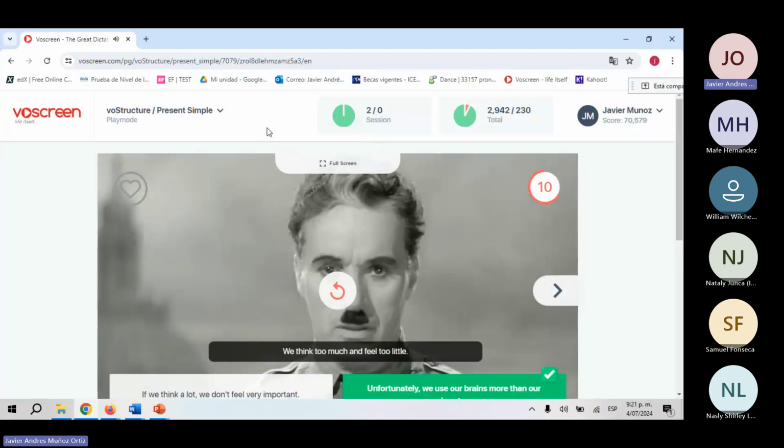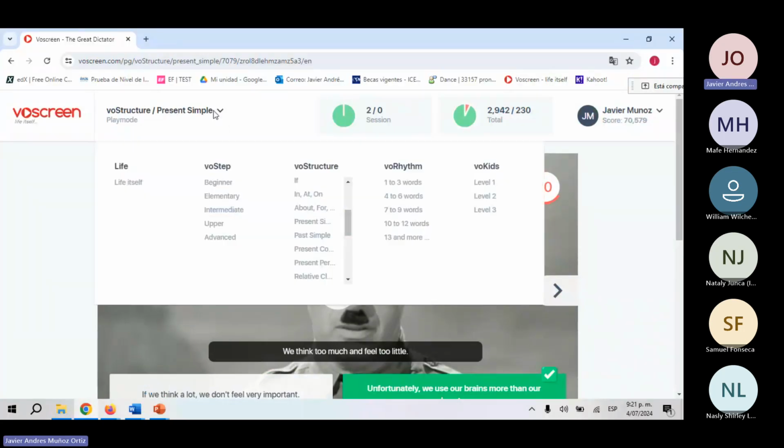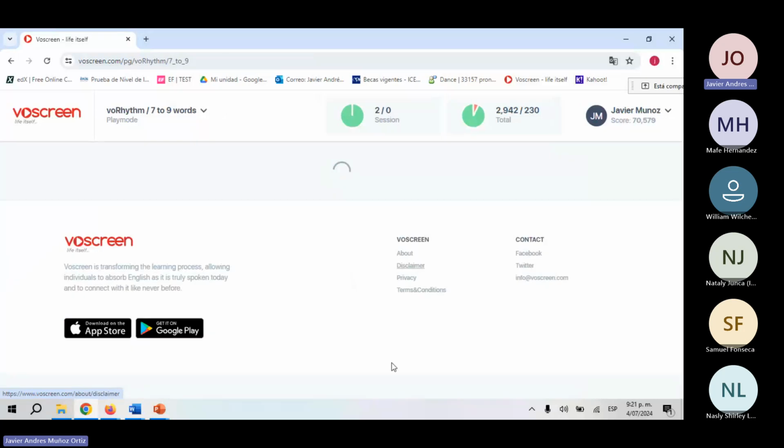And just to give you another example, I'm going to stop showing you some sentences of simple present tense. I'm going to do something for kids, because maybe this is too hard for you, or maybe too basic. This is possible too. So let's go with 7 to 9 words.